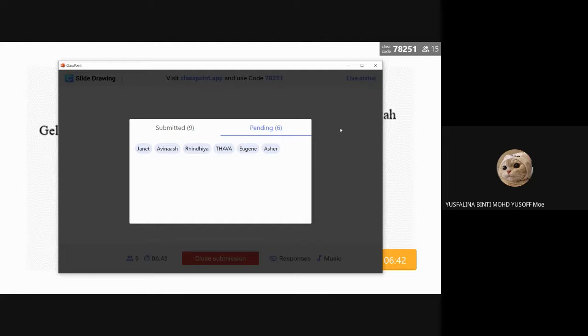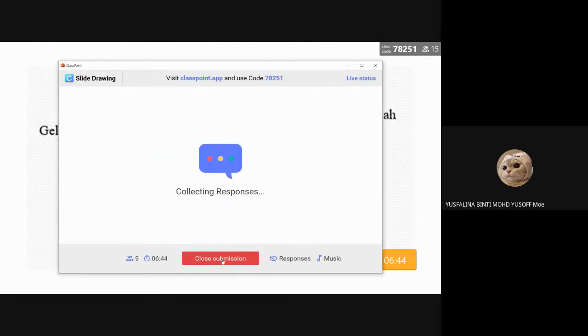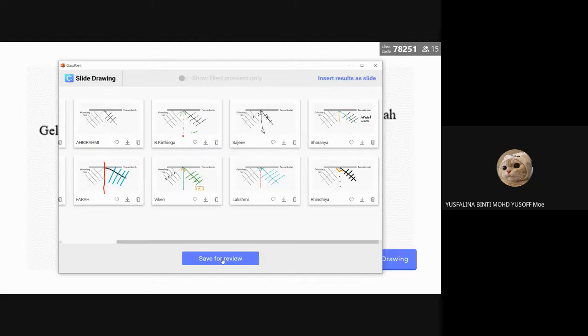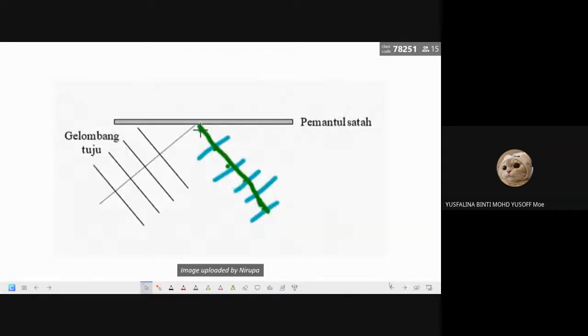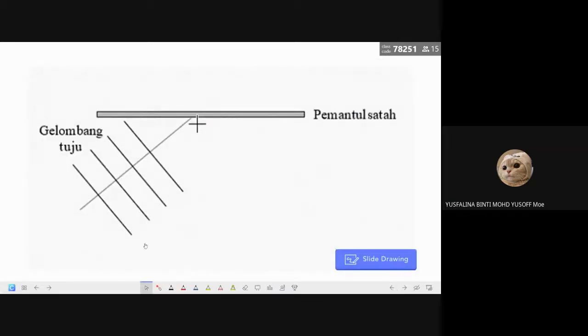Okay, so I will just stop here. So we see what we have. Wow, it's quite nice actually. Okay, so this is actually how to draw.